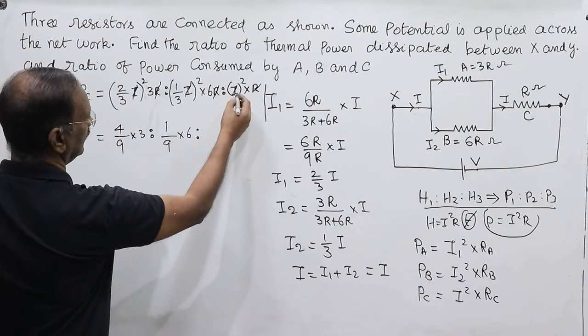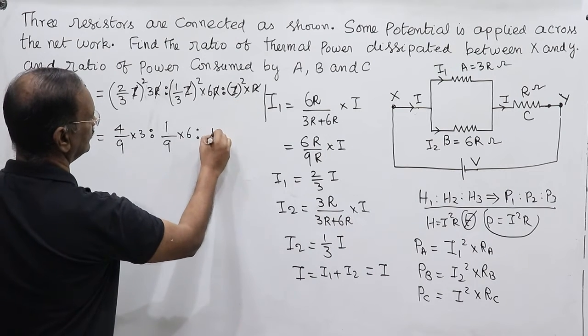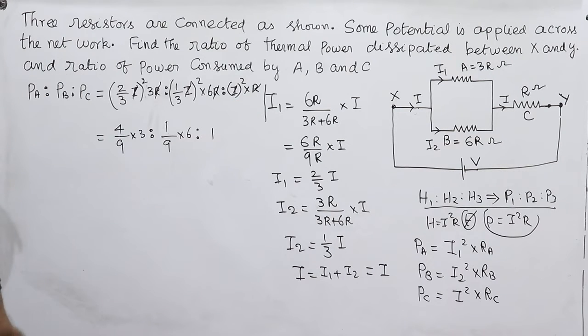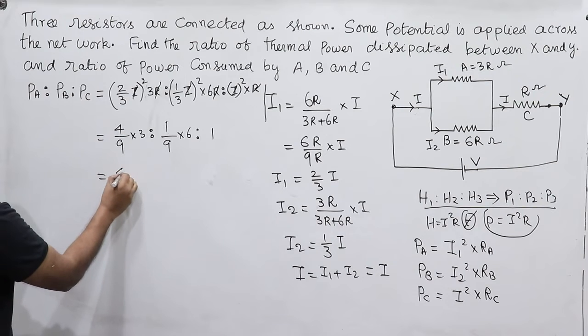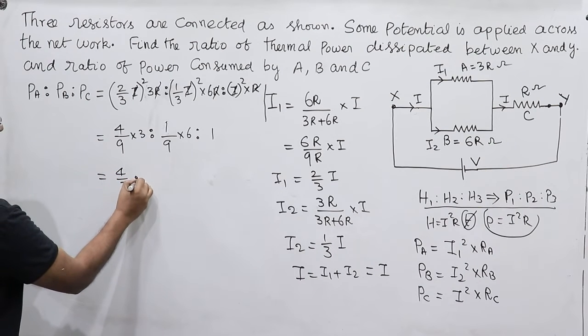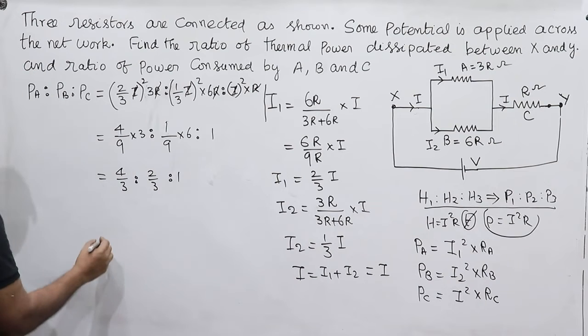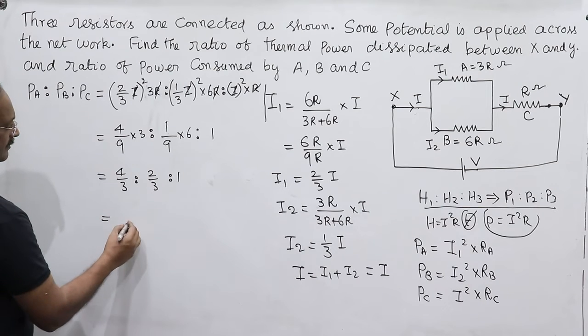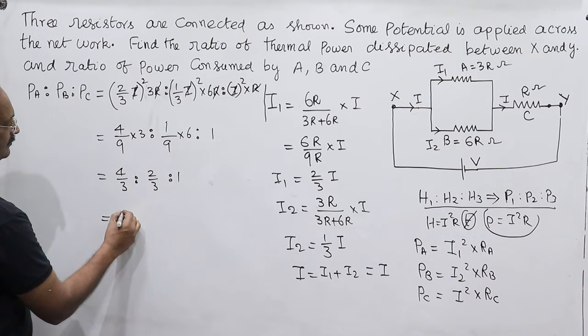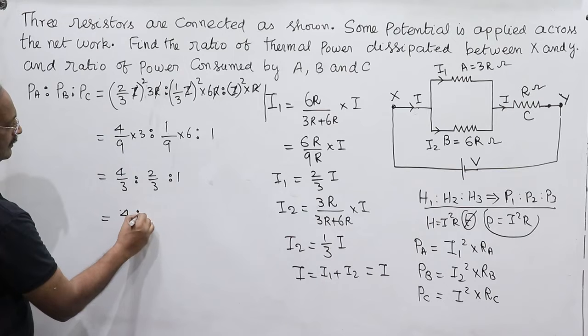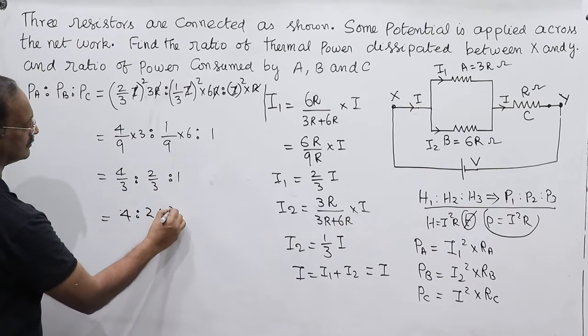1 is to I square R we have cancelled, so it is equal to 1. This comes out to be 1. So this is equal to 4 by 3 is to 2 by 3 is to 1. Taking 3 common, this becomes 4 is to 2 is to 3.